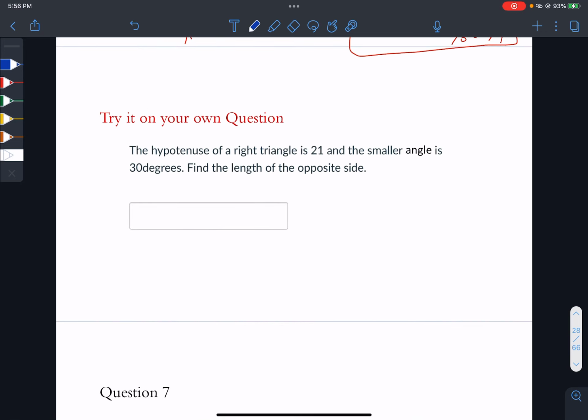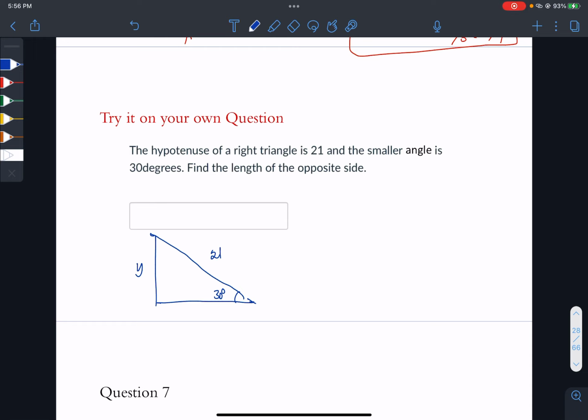The hypotenuse of a right triangle is 21 and the smaller angle is 30 degrees. Find the length of the opposite side. Again, we have the hypotenuse, which is 21, and the smaller angle is 30 degrees. Let's say this is the smaller angle. Find the length of the opposite side. This is the angle, and the opposite side is this, which is y.